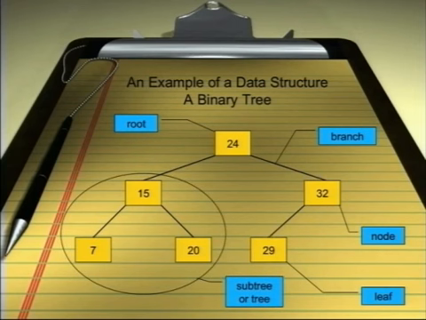A tree has a recursive structure. So a branch of a tree leads to what's known as a subtree, which has all the properties of the main tree. And the data is stored, as I say, inside the nodes of the tree.